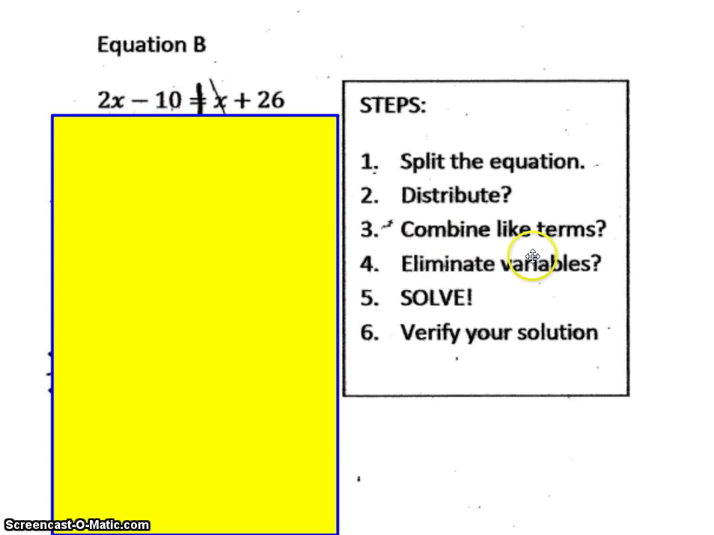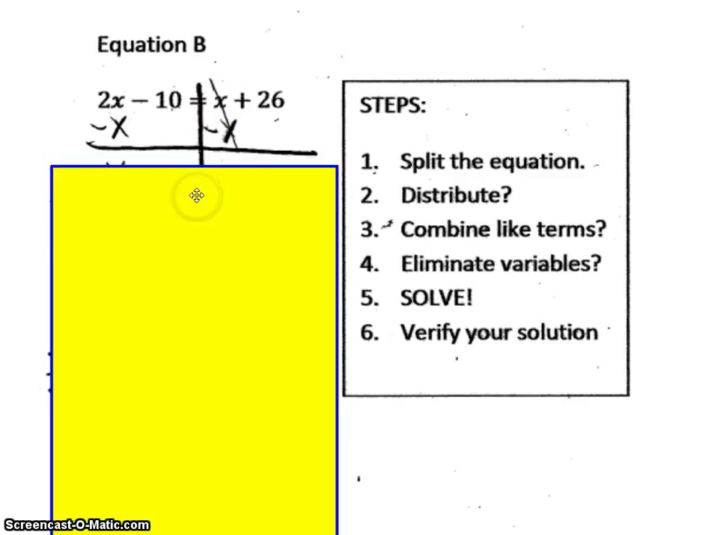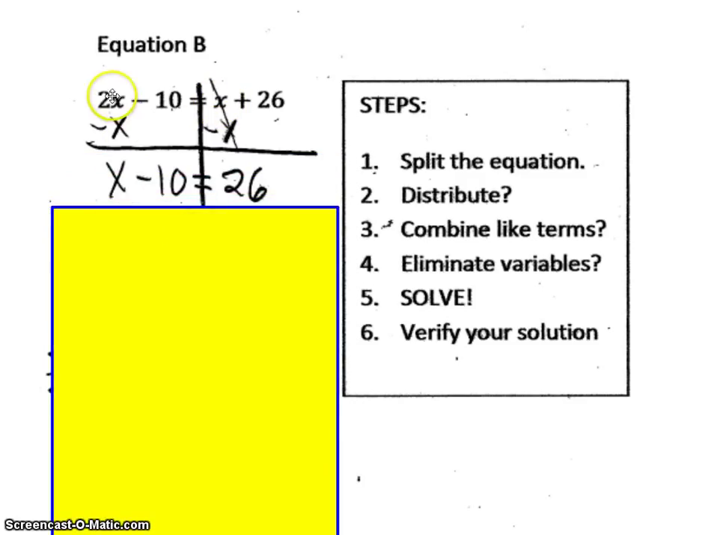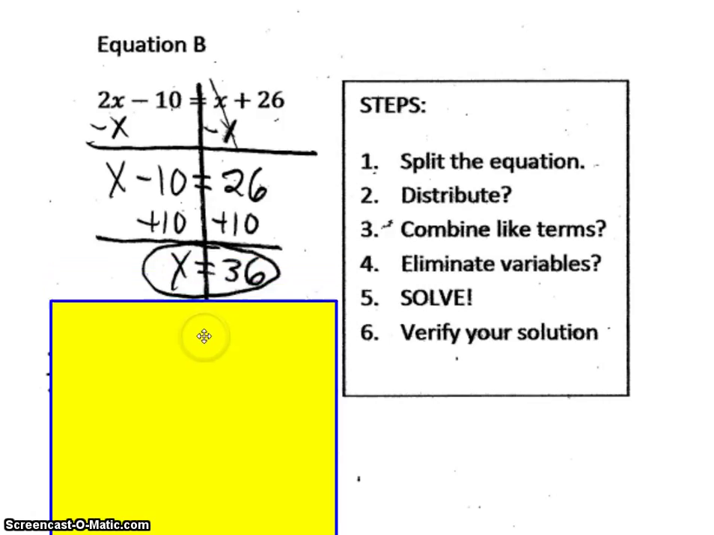So I go to step 4, eliminate variables. Oh yes, I've got a variable over here and a variable over there. So I'm going to subtract x from both sides to eliminate this x. That gives me 2x take away 1x is x. x minus 10 is 26. I'll add 10 to both sides. I get x is 36. You can pause the video, take a minute and write that down.